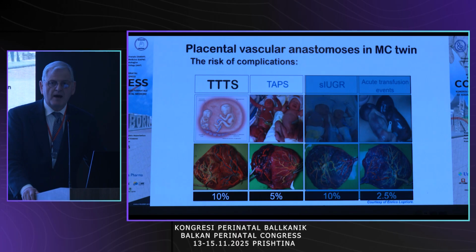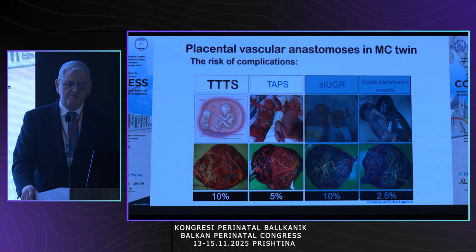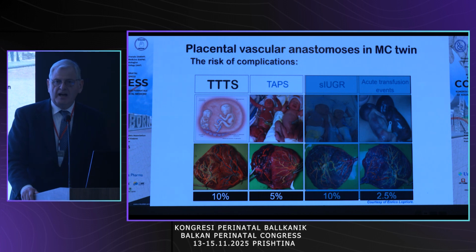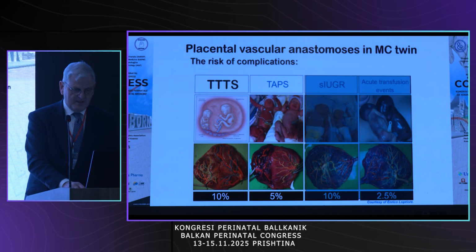So the two major complications, not exclusively, but the two common and major complications associated with placental vascular anastomoses in monochorionic twins are twin-to-twin transfusion syndrome and twin anemia polycythemia sequence. And these are associated with specific angio-architectural changes in the placenta, as well as differences in sharing of the placental territories.